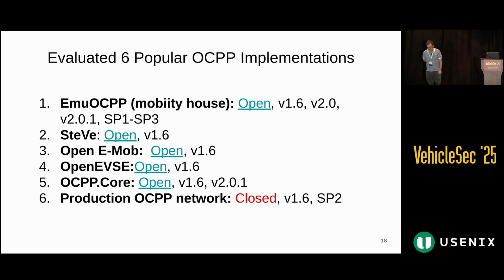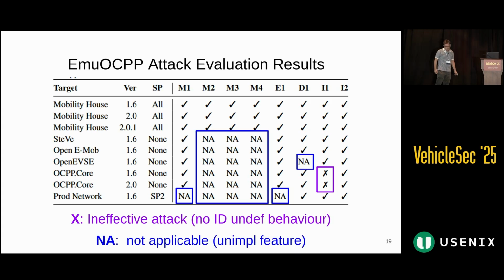We evaluated the attacks on 6 popular OCPP implementations. The one from Mobility House, that is also used by our emulator. This is open source. This is the state-of-the-art implementation, which is also used by vendors. We also evaluated Steve, OpenEmobility, OpenEVSE, OCPP Core, and we also evaluated a production charging network put in production by SAP. And as you can see from our evaluation results, all the targets that we evaluated are vulnerable to all the attacks that EmuOCPP found.